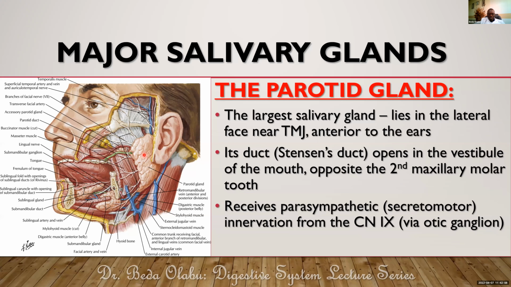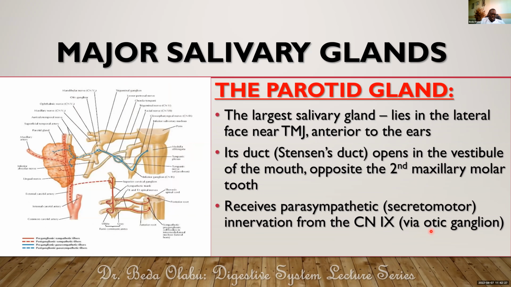But then the postganglionic neurons usually hitchhike on branches of trigeminal nerve, branches of mandibular nerve, specifically the auriculotemporal nerve. The ganglion of synapse is what we call the optic ganglion. So if you trace this image, you see the fibers which provide secretomotor innervation to the parotid gland first come from the brainstem within the glossopharyngeal nerve.